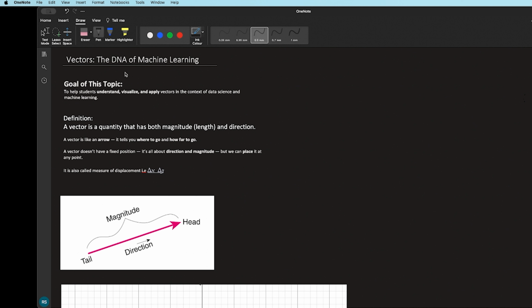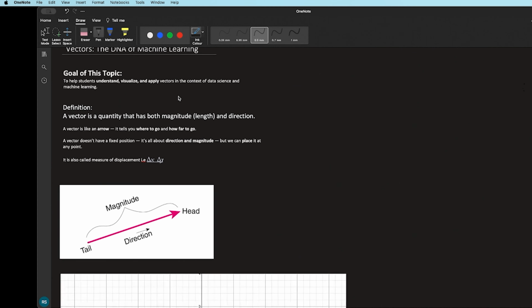You must have a fundamental knowledge of vectors and matrices if you want to begin with machine learning and deep learning. As you know, a vector carries the fundamental information needed to build and operate a machine learning model, the same as DNA carries the fundamental information needed to build and operate a living organism. The goal of this topic today is to understand, visualize and apply vectors in the context of data science and machine learning.